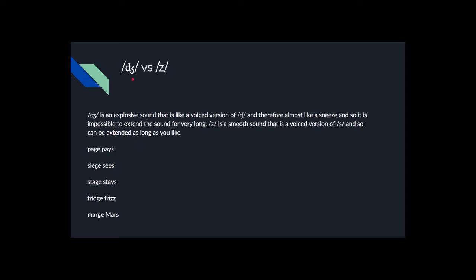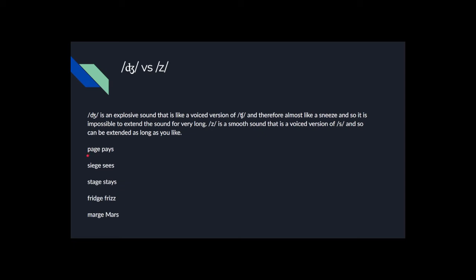We have the J versus the Z sound. So J is the explosive sound. It's a voiced version of ch, and so it sounds almost like a sneeze. And we can't extend it very long. But the Z sound is a smooth sound. It's the voiced version of S. We can say it as long as we like. So we have S and Z, voiced and unvoiced.